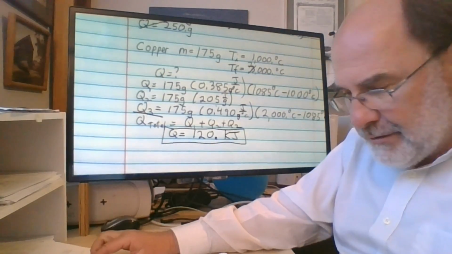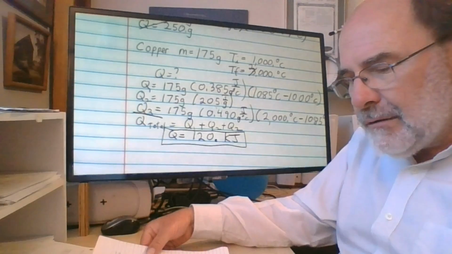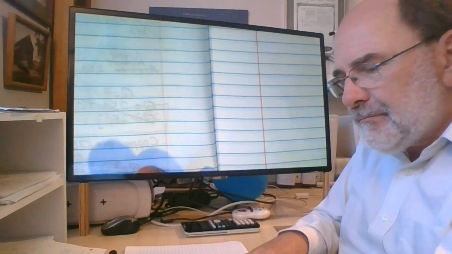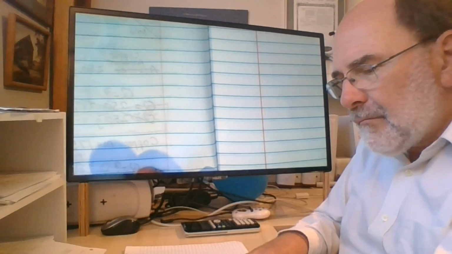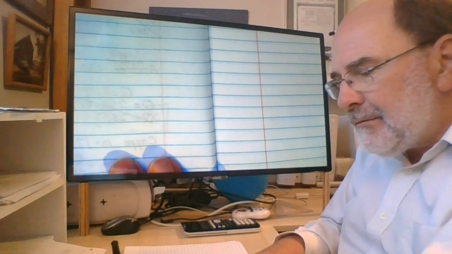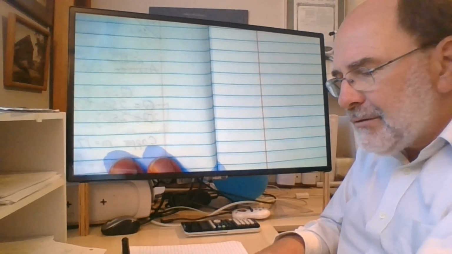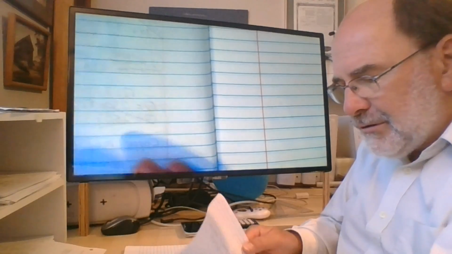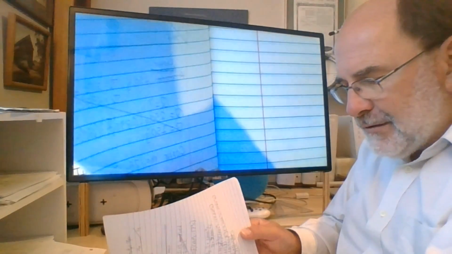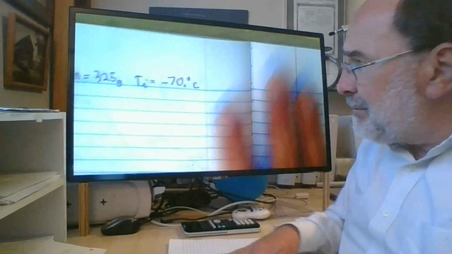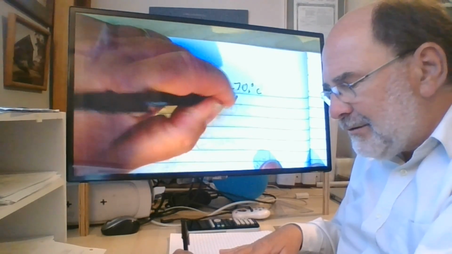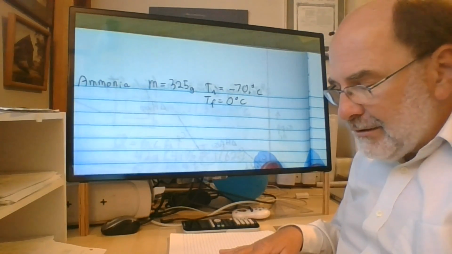I want to work another example or two, right? So let's take ammonia. Next page. And okay, I'll start with the mass of 325 grams and an initial temperature. See, I'm getting clever. I wrote this down just ahead of time. Hopefully it's going to be correct. I'm going to start with an initial temperature of negative 70 degrees and take it up to a final temperature of 0 degrees C.